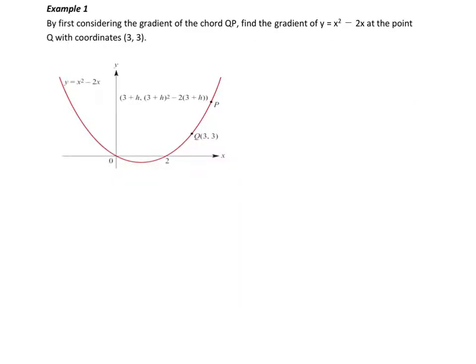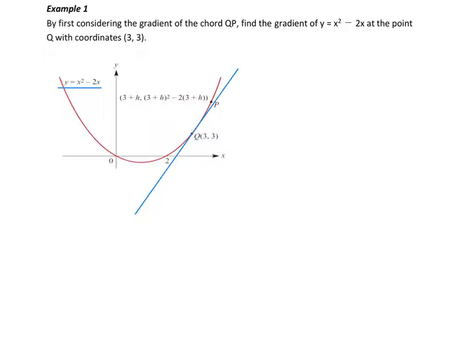So in this example, we have to consider the gradient of the chord QP and then find the gradient of the line x squared minus 2x, which is, in actual fact, this graph here anyway, at the point Q with coordinates 3, 3. So we're looking at that graph, x squared minus 2x, and we are going to find the gradient of the chord. The chord, remember, is the line that joins those 2 points. So we've got this chord going through here. All right, so how do we go about doing that?